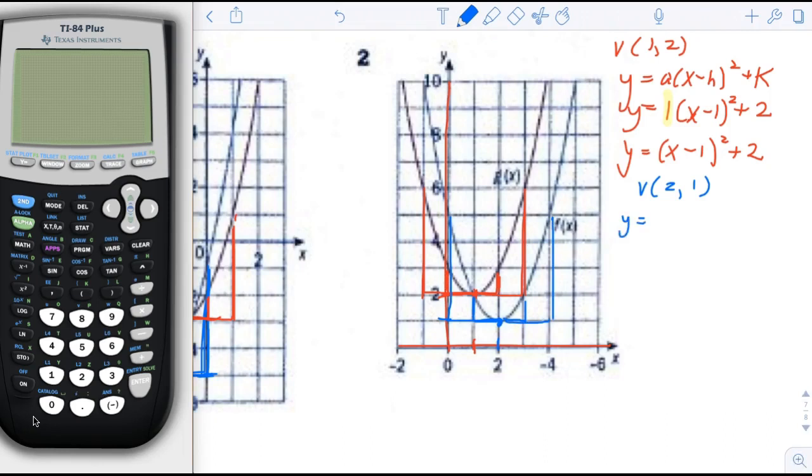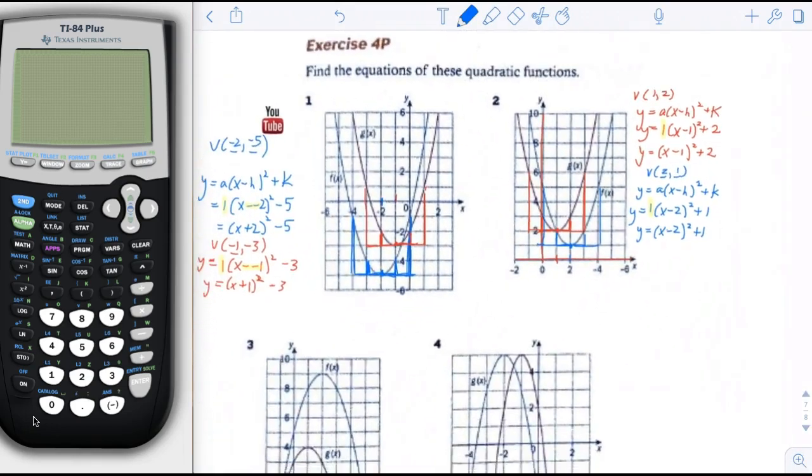So we're going to write our standard vertex form here again. And in this case, the h value is 2 and the k value is 1, and the a value is 1, of course, because it's a standard size parabola. So we got that. And we could get rid of the 1 a value because multiplying by 1 does nothing. So we got that. Let's move on to number 3.